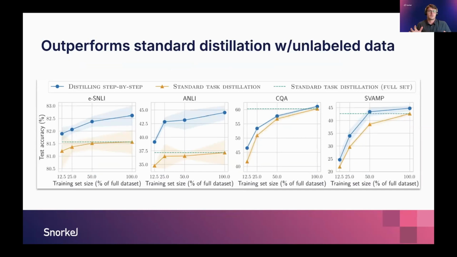So with this approach, we see super exciting results. First, comparing distillation step by step to vanilla standard task distillation with teacher labeling, this is what we saw, on four data sets here: natural language inference, common sense question answering, and arithmetic math problems. We see across the board in all these tasks, all these data sets, distillation step by step is more data efficient. In fact, it outperforms standard task distillation with less training set size.